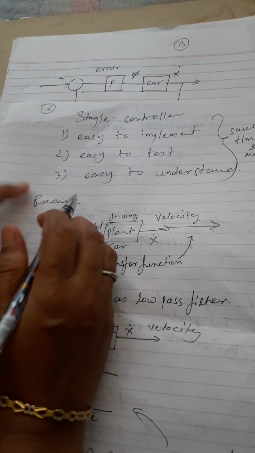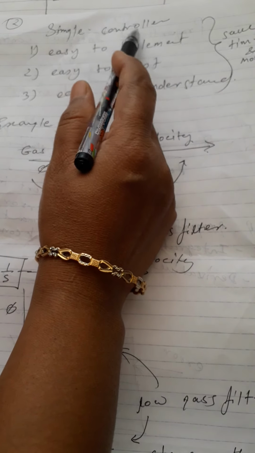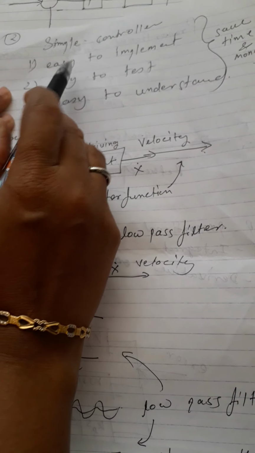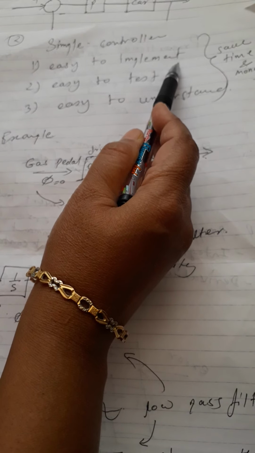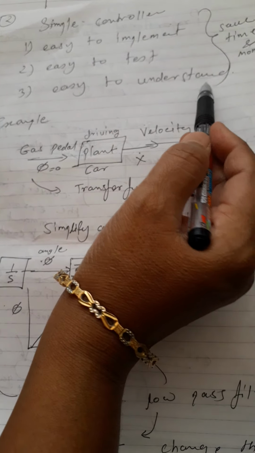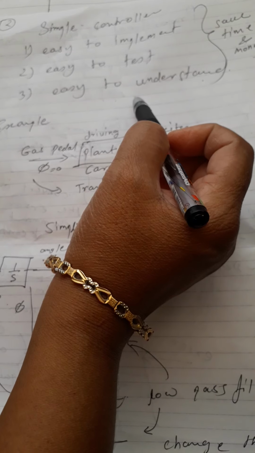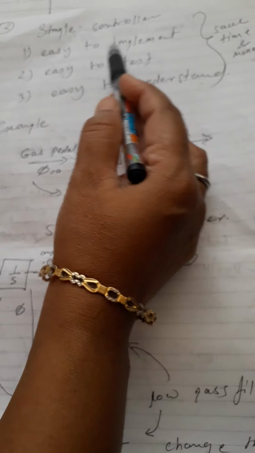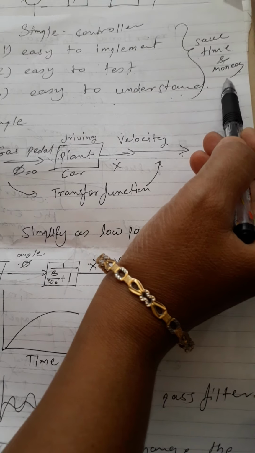Now here, simple controllers. If we use these simple controllers, the first point is that they are easy to implement, easy to test and easy to understand. If we get these simple controllers that are easy to implement, easy to test and easy to understand, we can easily save time and money.